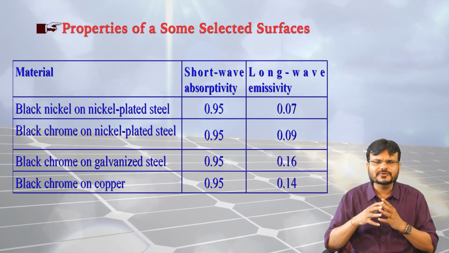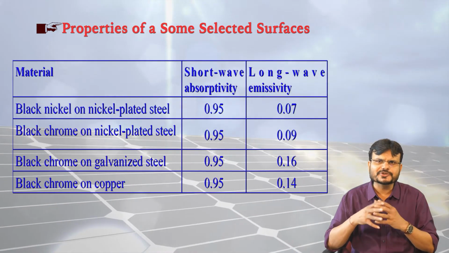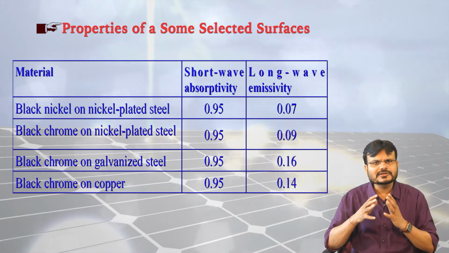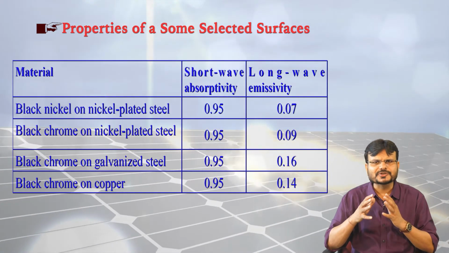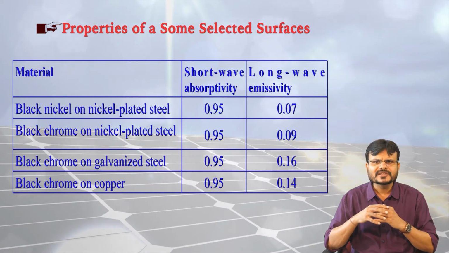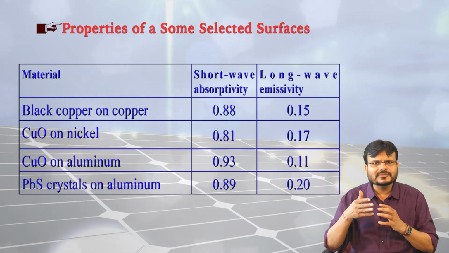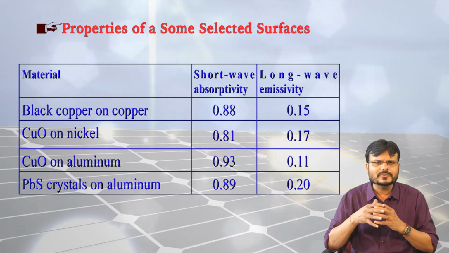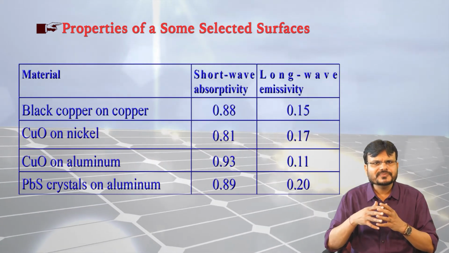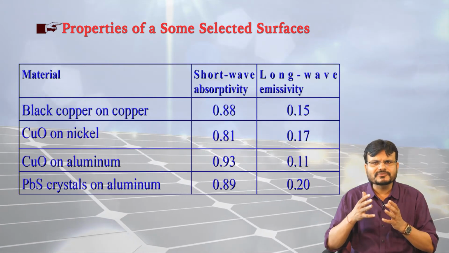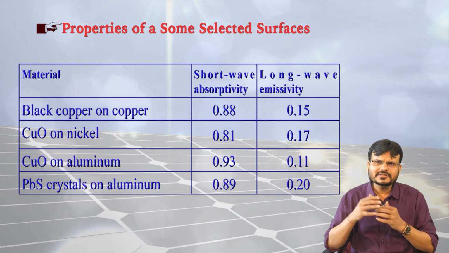In case of the third material, that is black chrome on galvanized steel, the value for the short wave absorptivity is 0.95, and for long wave emissivity the value is 0.16. If you are considering another material, that is black chrome on copper, the value is 0.95 for the short wave absorptivity and the value is 0.14 for long wave emissivity. In the following table, different materials are shown, like black copper or copper oxide on nickel, copper oxide on aluminum, lead sulfide crystal on aluminum. The values of the short wave absorptivity and the long wave emissivity are given in this table.